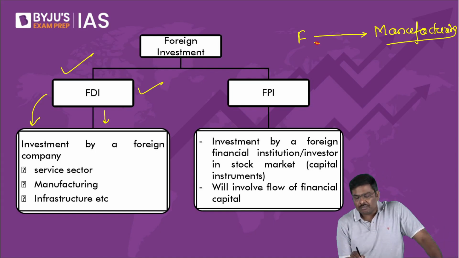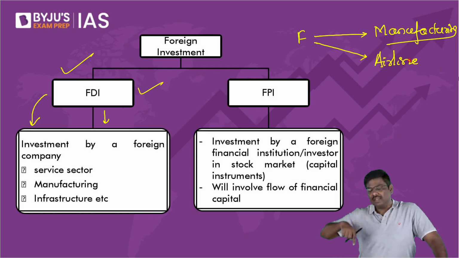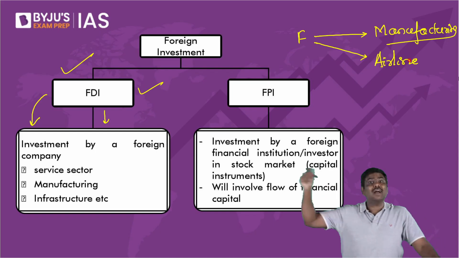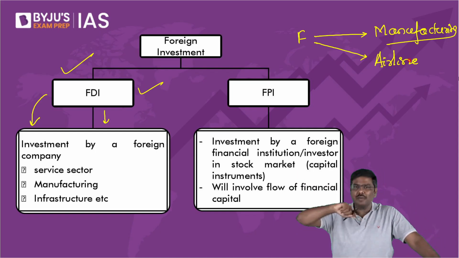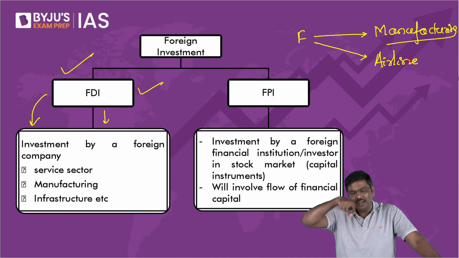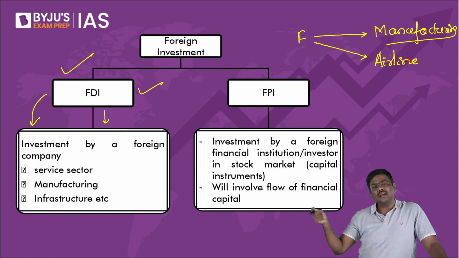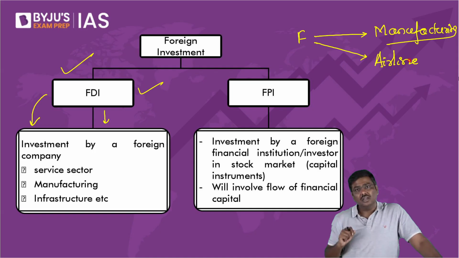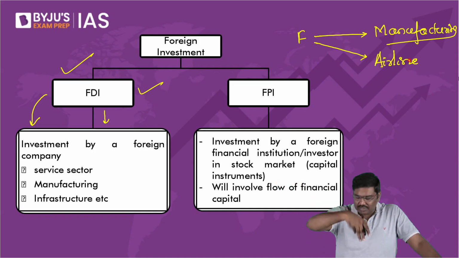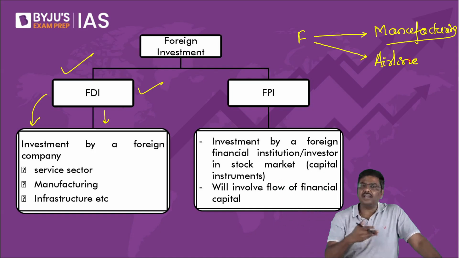A foreign company will bring money and set up an airline company in India. For example, Akasa. I hope you are reading newspapers. Akasa has completed 1 year now. In Akasa, foreign investment is there. What about Volkswagen company? Foreign investment is there. Apple company, if they invest in India, all of that is basically FDI.